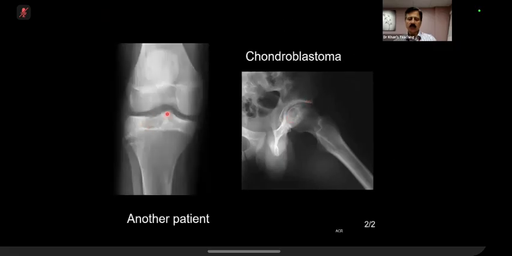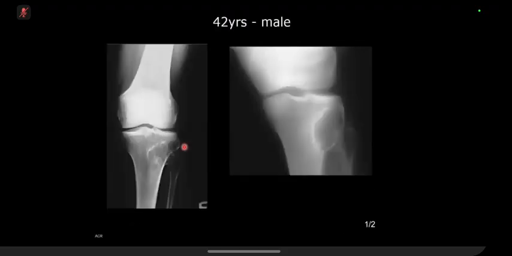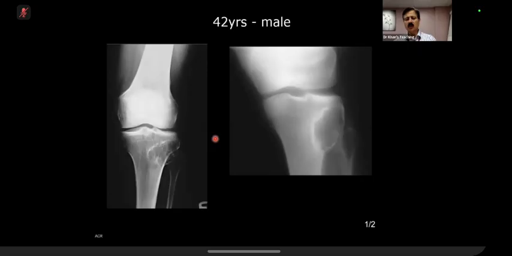Another case is here. This is just for completion's sake. This is a case of chondromyxoid fibroma. You remember the diagram which I showed you? The classical location is tibia, and it is slightly eccentric, and it has got a narrow zone of transition. The age group is not like non-ossifying fibroma. The age group is slightly more. So I've just shown it to you for differential diagnosis.